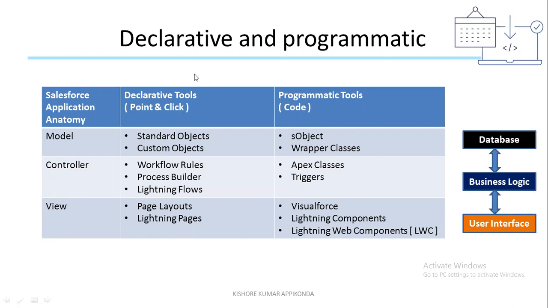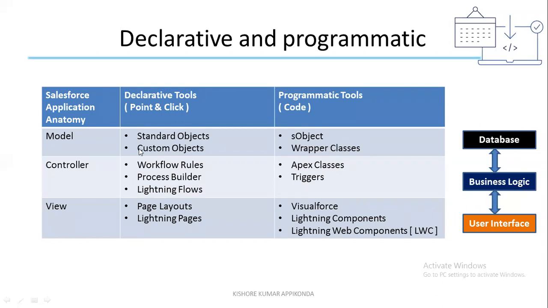First, we will see the Salesforce application anatomy. This is the architecture: model, controller, view. Here, what things come under declarative in Salesforce? For example, if a particular requirement is not achievable through declarative, how can we achieve it programmatically? What are the features in Salesforce? Those we will see now.